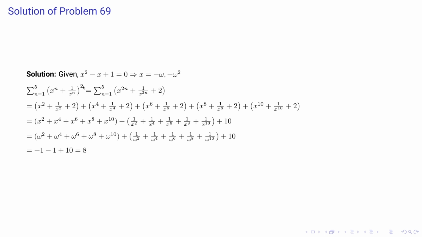So we expand the term inside the sigma, and we get x to the power 2n plus 1 by x to the power 2n plus 2. Then we simply combine the powers of x in one term and powers of 1 by x into another term, and 2 when we add will become 10, because there will be 5 terms. So that is another term. We substitute with minus omega and we get these values, and when you simplify this, you will get minus 1 into minus 1 plus 10, which will be 8.